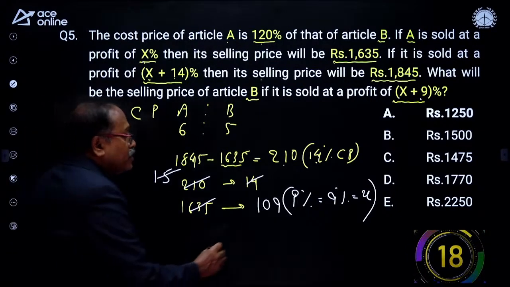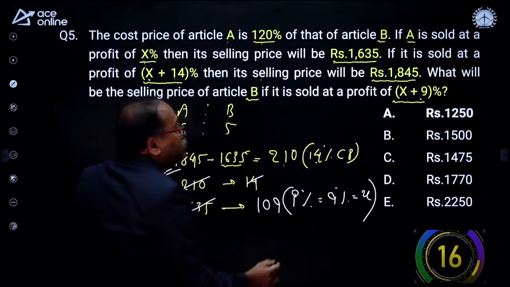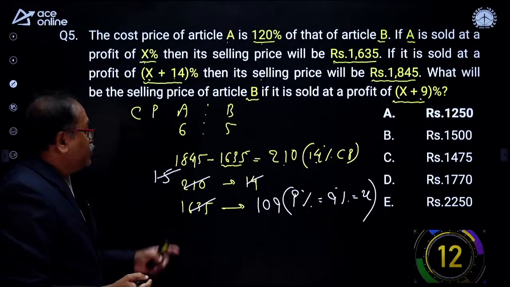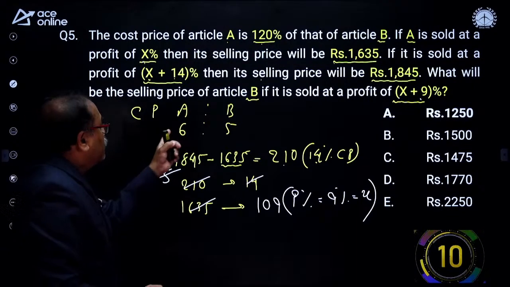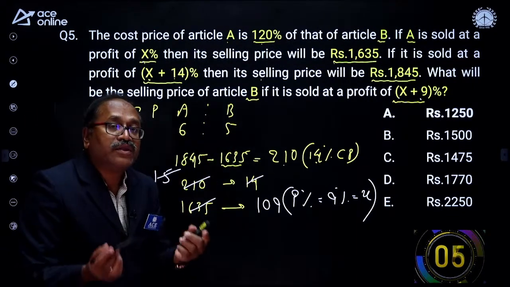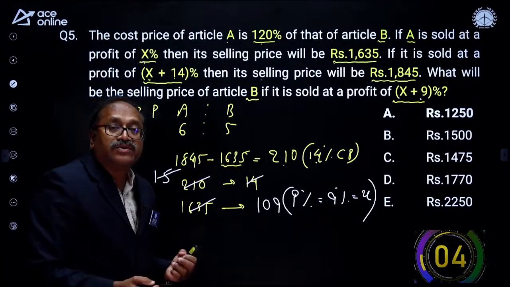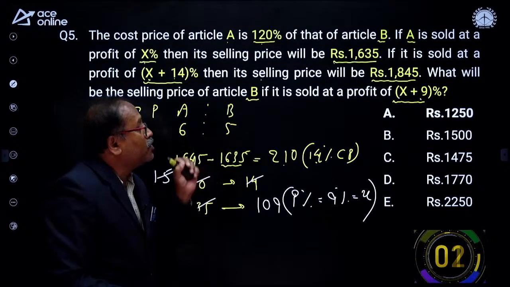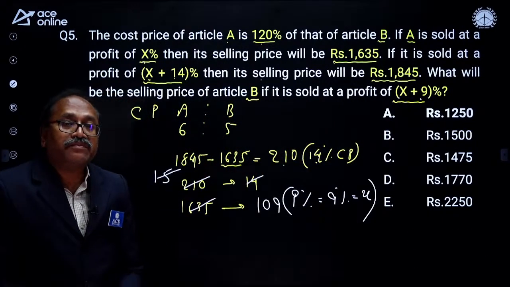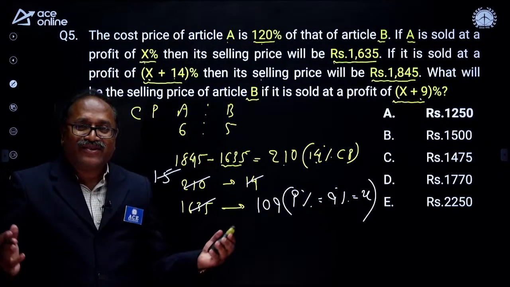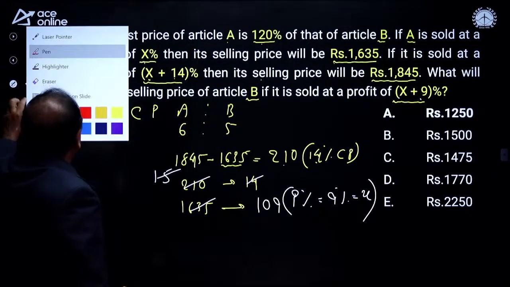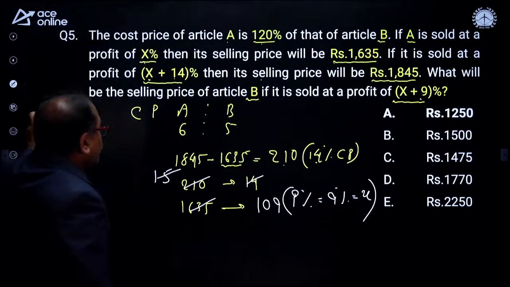You already got here x is 9%, that means here it is 18%. Your job is to find out the cost price of A, and by using the ratio, you can get the cost price of B also. And once you get the cost price of B, adding 18%, you will get the selling price. Okay, time up. Let's together answer the question here.